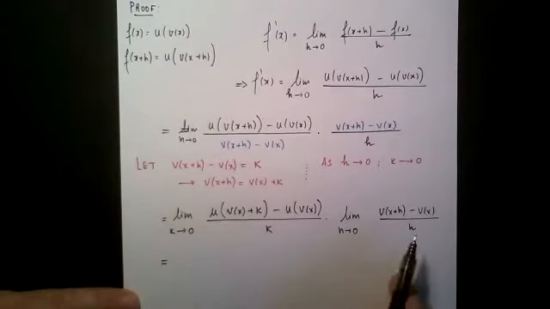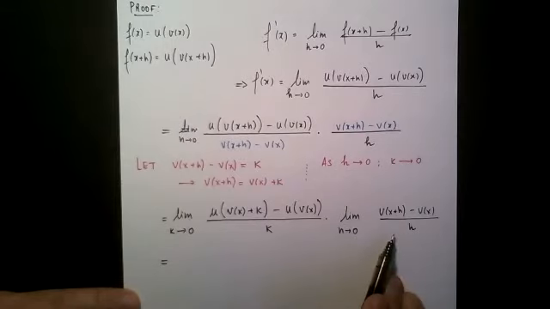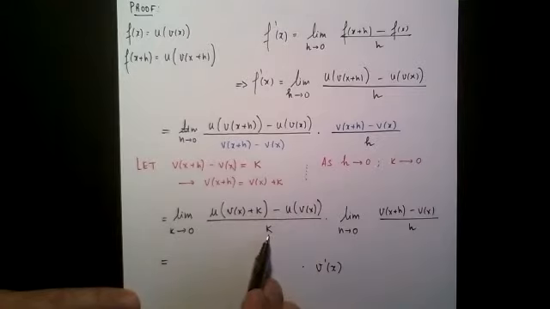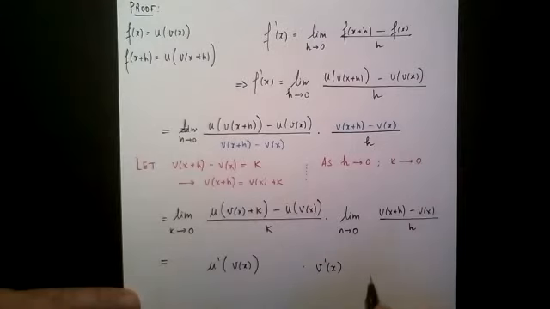Equals. Now what is this? The derivative of v. So it's v prime of x. Perfect. And what is this? So u of something plus k minus u of that thing over k. Well, that's also the derivative. That's also u prime. But instead of being x plus k and x here, it's v of x and v of x. So instead of being of x, it's going to be of v of x. And that's my proof.